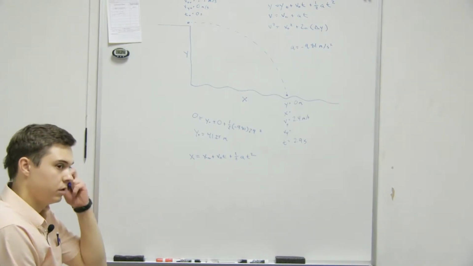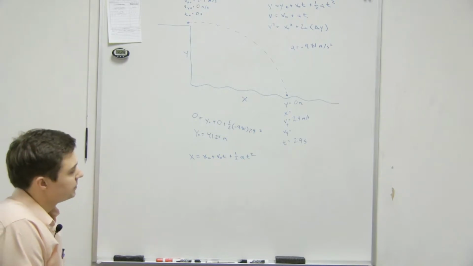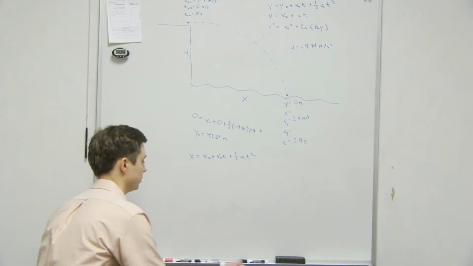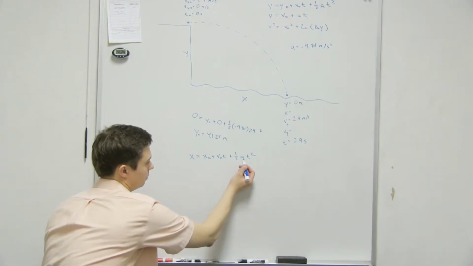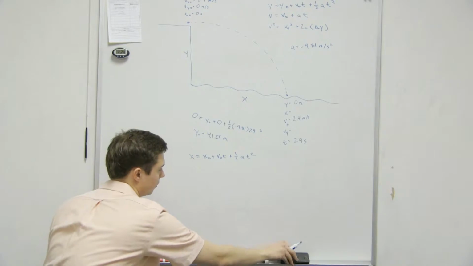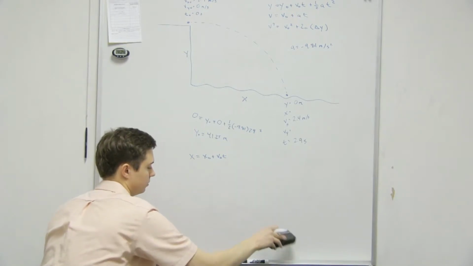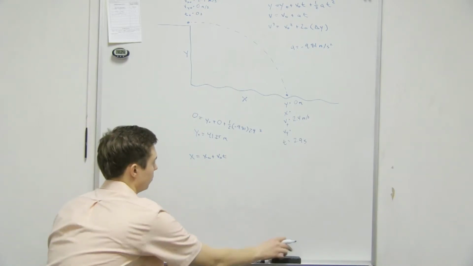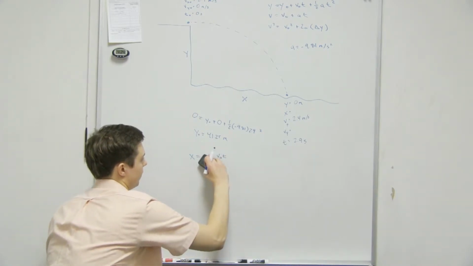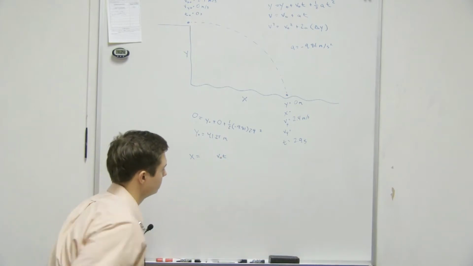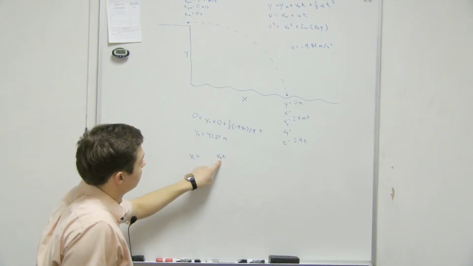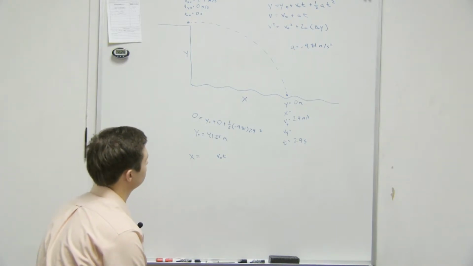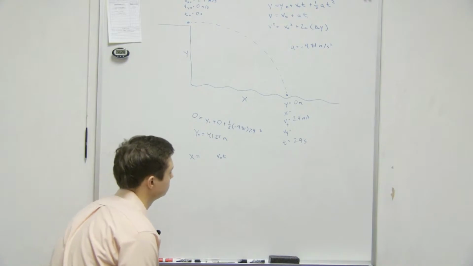Is there anything that's speeding him up or slowing him down in the x direction? No. So a equals 0, which is nice, because 0 times these things is just going to be 0. So that whole term goes away. X naught we called 0, so that whole term goes away. And so we're left with just a really simple equation: X equals our velocity times our time. So all we have to do is 2.4 meters per second times 2.9 seconds.